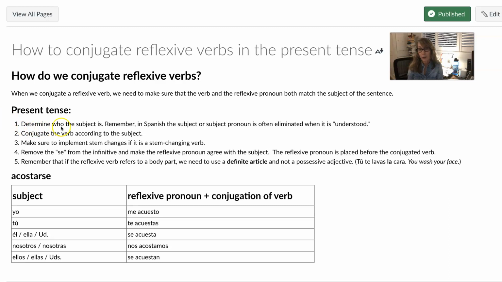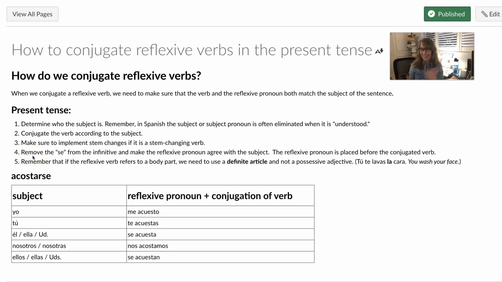First, we're going to determine who the subject is. And remember, in Spanish, the subject or subject pronoun is often eliminated when it is understood. Then we're going to conjugate the verb according to the subject. If it's a stem-changing verb, we have to make sure that we are implementing stem changes.